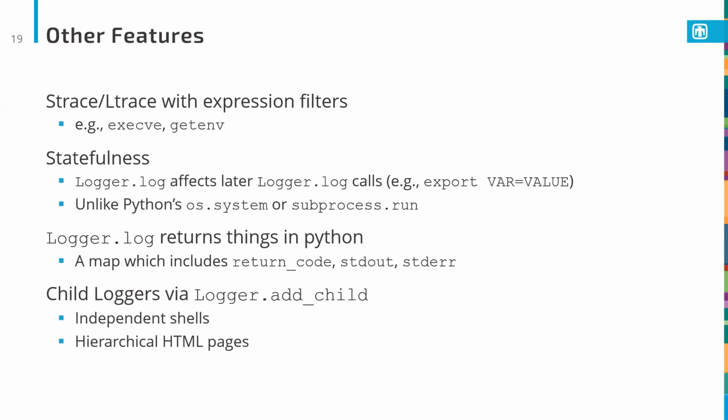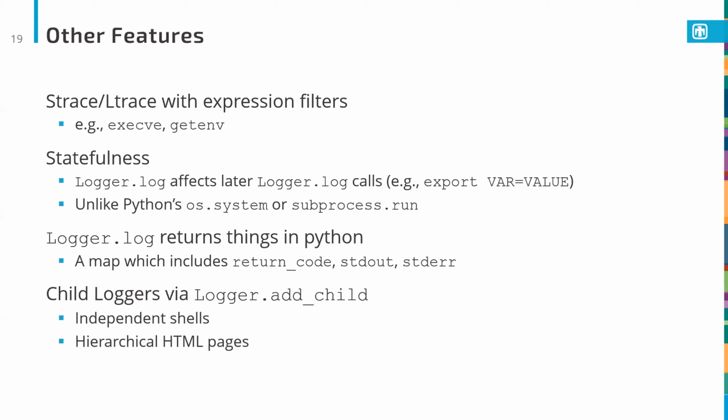And this is unlike Python's os.system or subprocess.run functions, which would just spawn an independent shell for every command you run and run that in its own separate shell and then terminate the shell. Also, logger.log returns all that information that you saw in the HTML pages in a map in the Python code. So if you wanted to use any of that information in your Python scripts, you could do that.